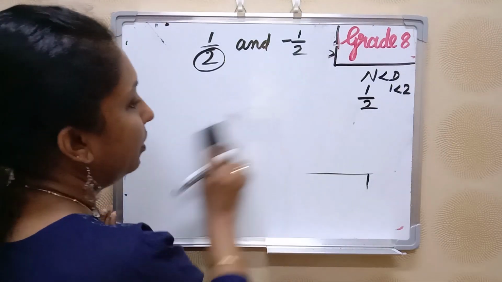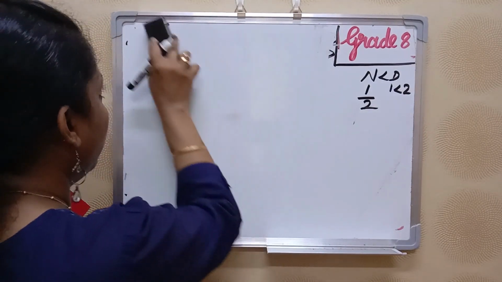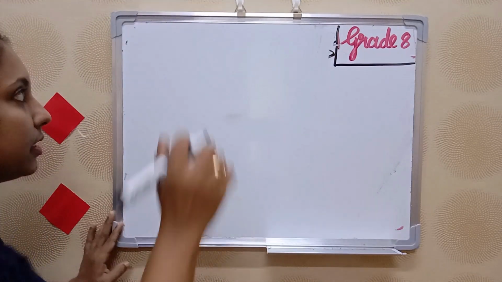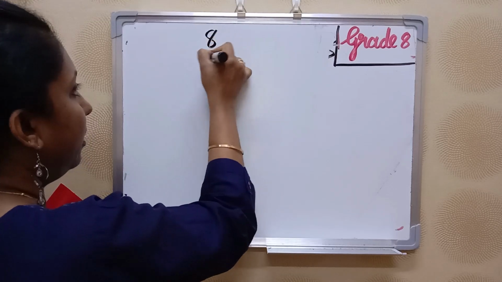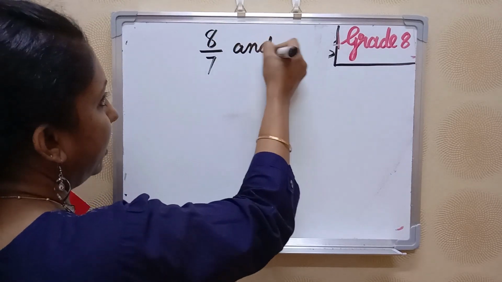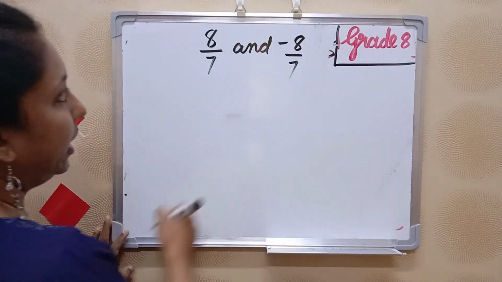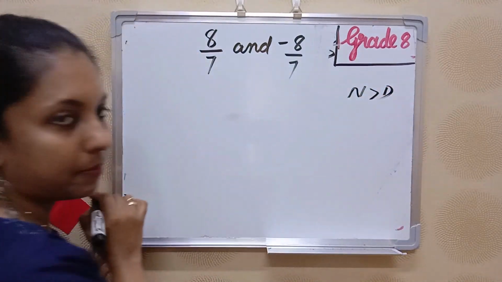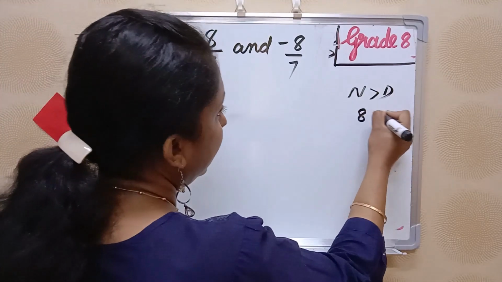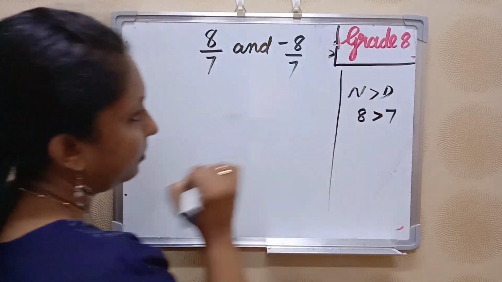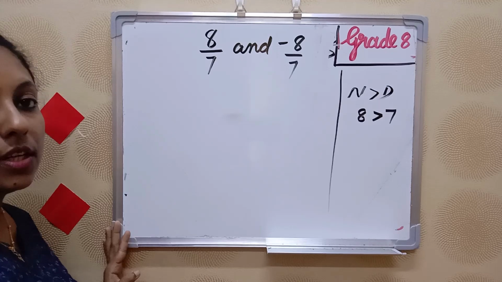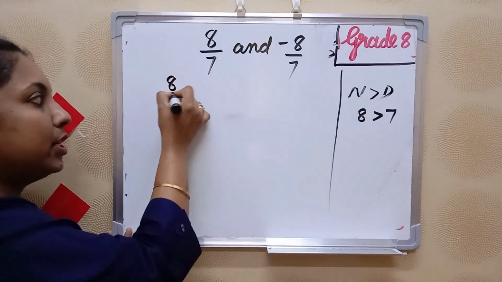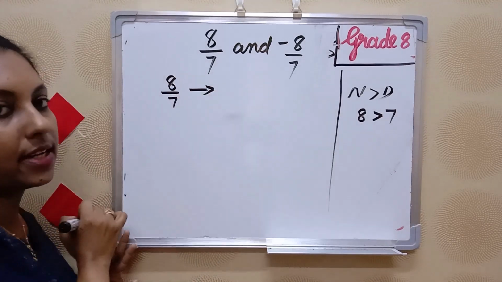Now, when the numerator is greater than the denominator, how can we represent a rational number? That is 8 by 7 and negative 8 by 7. We can check now. 8 by 7 means the numerator is greater than the denominator. 8 is greater than 7. First we have to convert 8 by 7 into a mixed fraction.